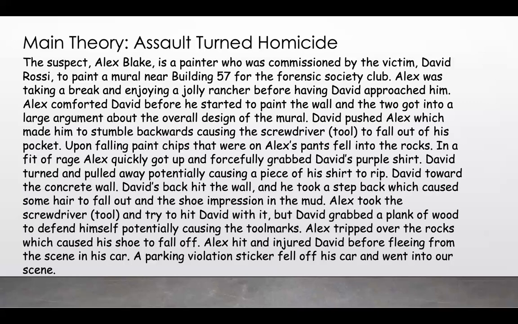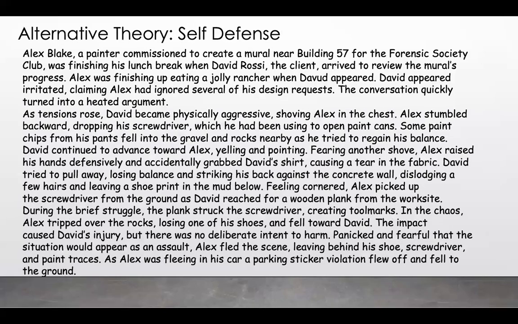And then Alex tripped over the rocks, which caused his shoe to fall off. And then after his shoe fell off, he hit and injured David before fleeing from the scene in his car. And then the parking violation sticker fell off his car and went into our scene, is what we think happened when he tried to flee the scene. And this was an assault turned homicide.